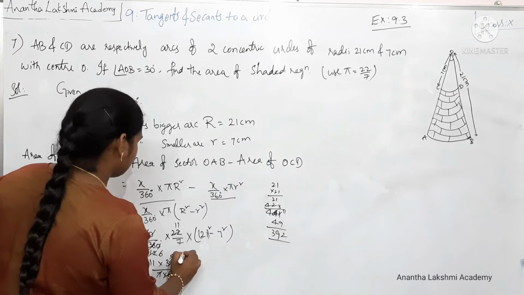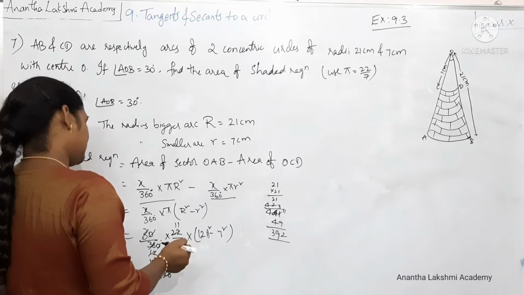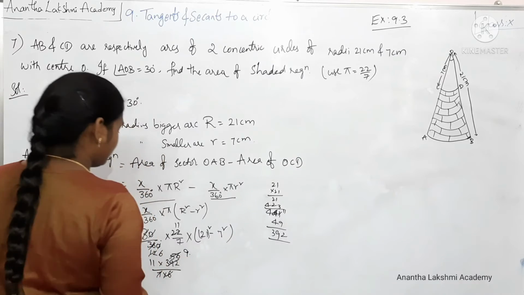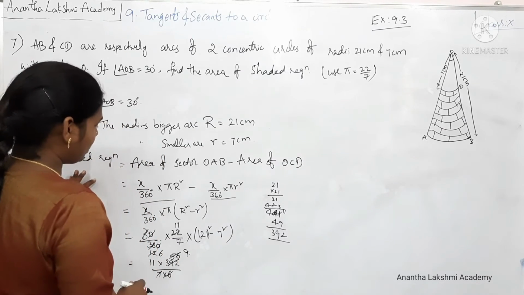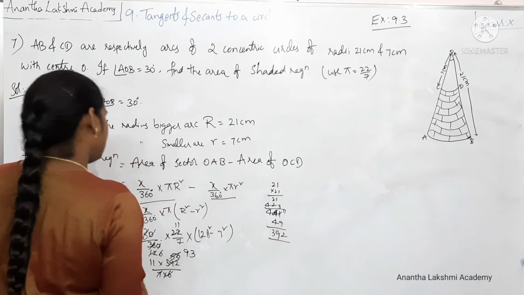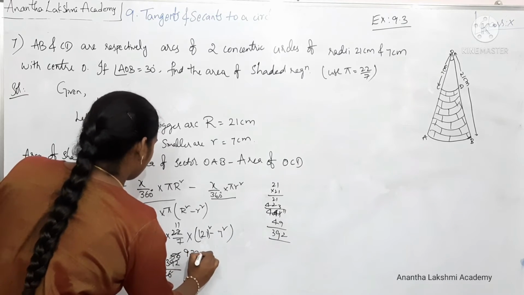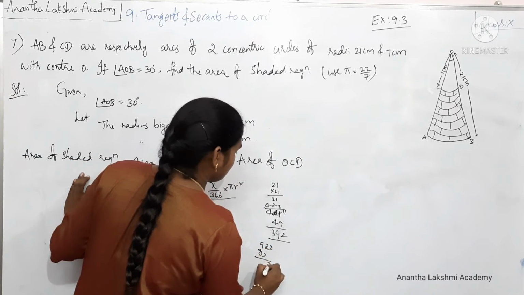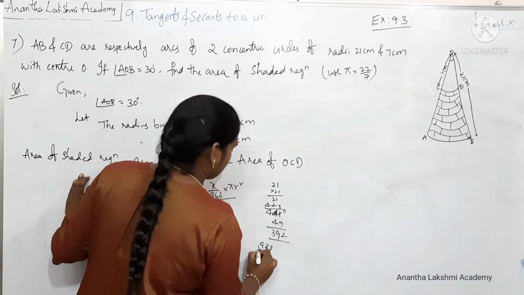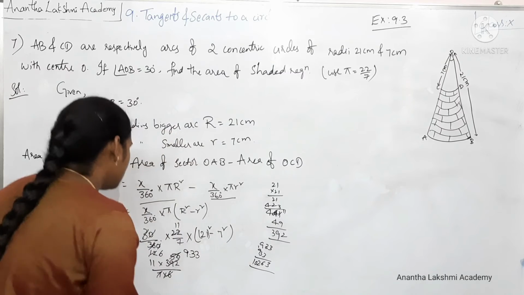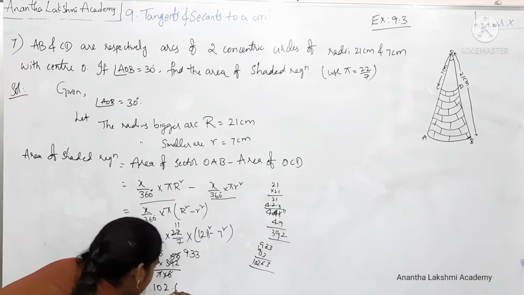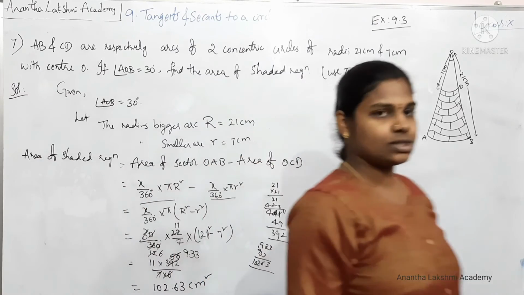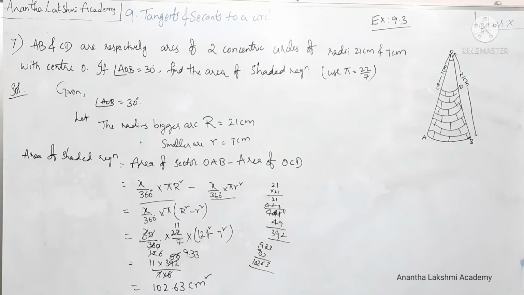Okay, 6 9s are 54, right? 6 3s are 18, 20, and it goes on 9.33. So 9.33 and 9.33, 3 6 12 10. So this goes off as 102.63 square centimeters. Is it visible? 102.63. Yeah.